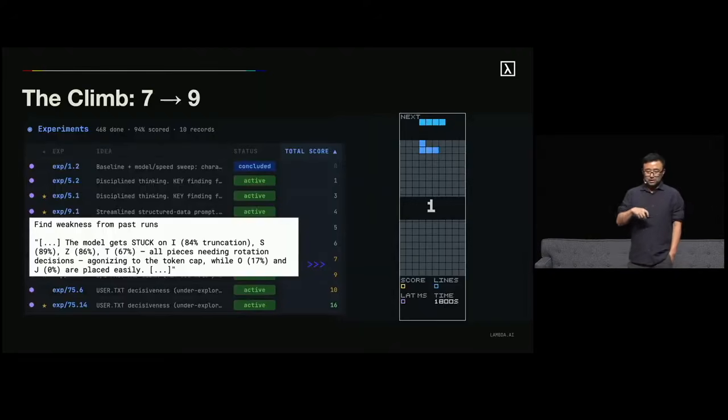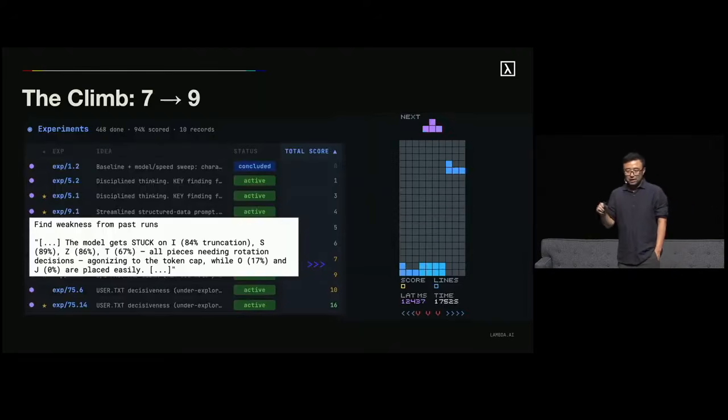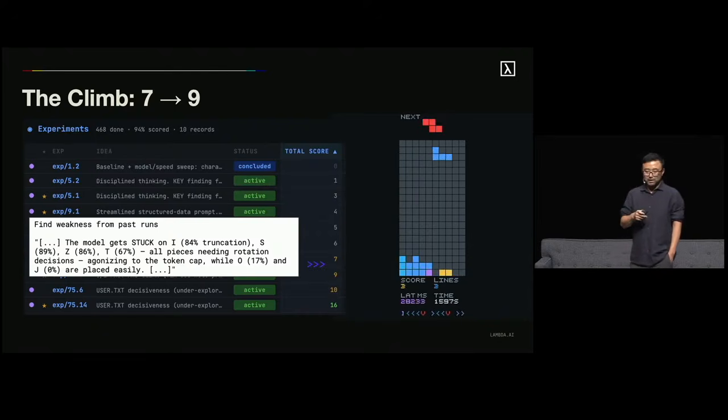A day into the study, the score flattened. Then the lab looked into its entire history and found out there are certain pieces that are harder to place than the others, and these are the pieces that need rotation. So we tried to prompt Gemma to be more proactive about rotating those pieces, and that brought the score to 9.